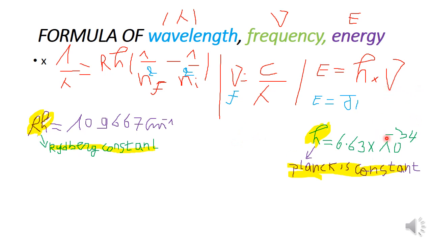Planck constant is 6.63 times 10 power minus 34. Remember, the unit of energy is joule, and the unit of frequency is second to the power minus one, or hertz.